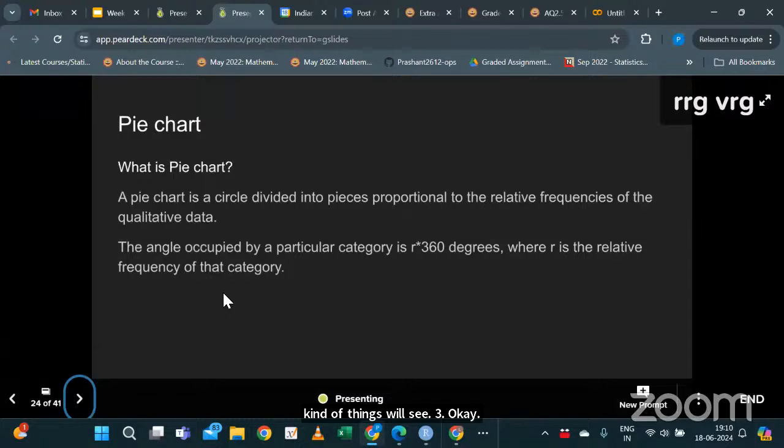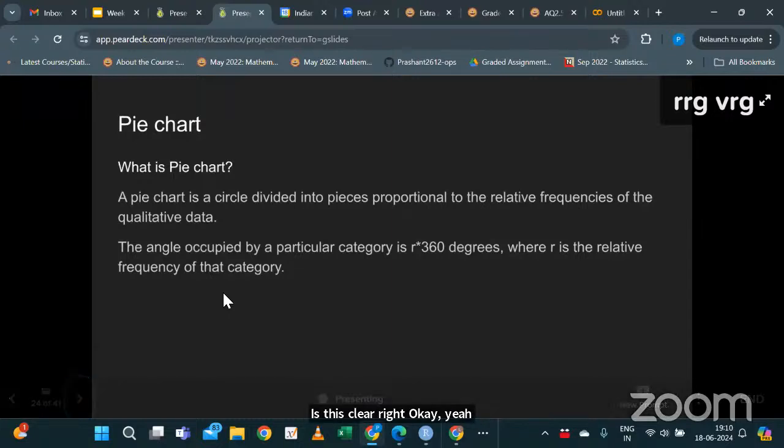So what is the pie chart basically? A pie chart is a circle that we divide into pieces. The pieces are proportional to the relative frequencies of qualitative data. The angle for each category is r times 360 degrees, where r is the relative frequency of that category. While making a pie chart, we are simply making notation of, let's say, 40%, 50%, and that is the sum.